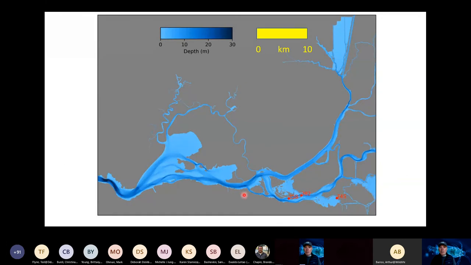So this little animation is just to illustrate, if I can get it to run. Well, maybe I can't. Can anybody else get it to run? Let me try something different here.